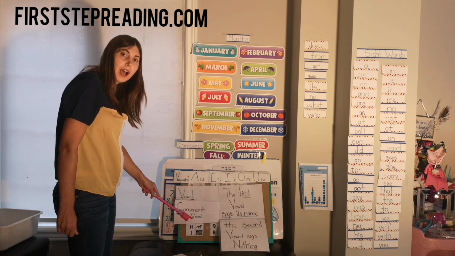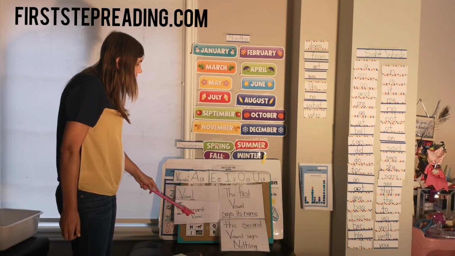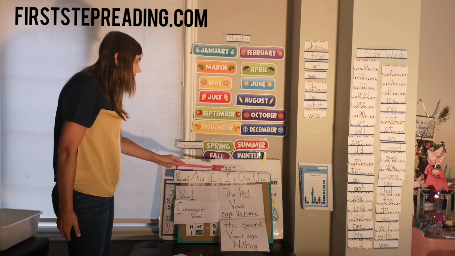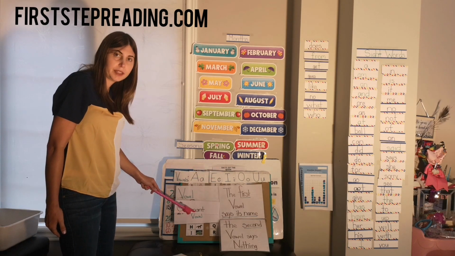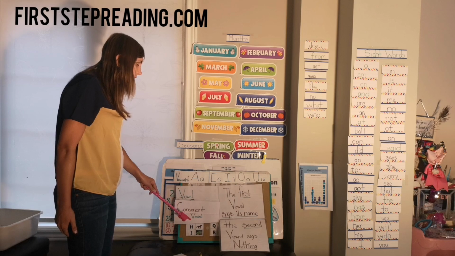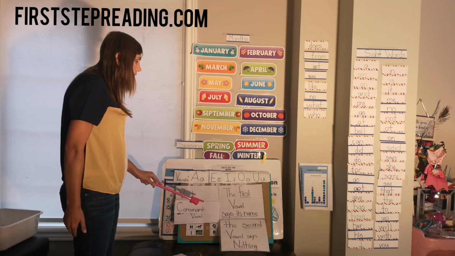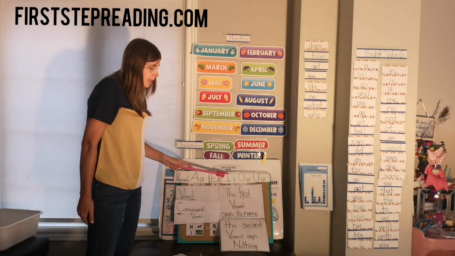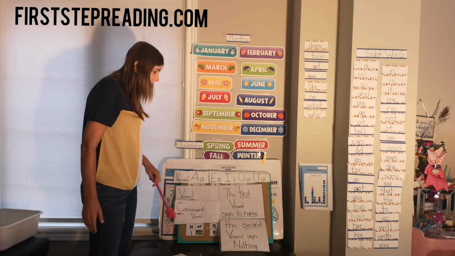Vowel, consonant, vowel, vowel, consonant, vowel. The first vowel says its name, I. The second vowel says nothing. Vowel, consonant, vowel, vowel, consonant, vowel. The first vowel says its name, I. The second vowel says nothing.